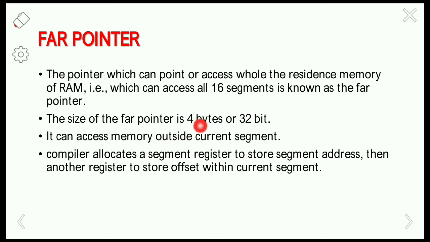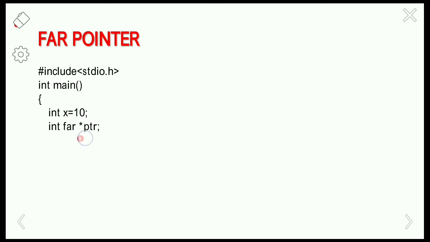In this, 2 bytes are allocated for the segment address and 2 bytes are allocated for storing the offset within the current segment. So now let us see the far pointer with an example. Header file and main function start from here. I'm taking a variable x equals 10 and declaring the far pointer by using the keyword far, and pointer equals address of x.